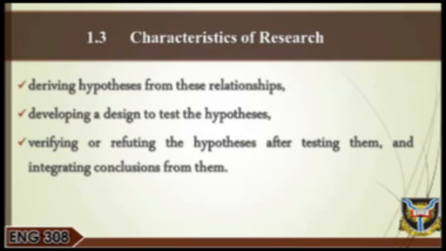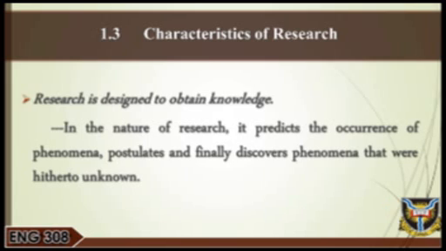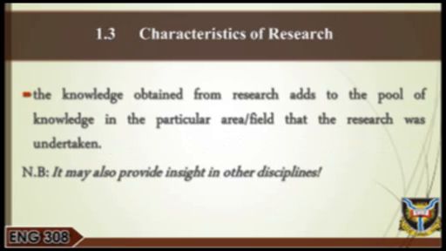For example, in experimental research, the researcher follows a set of explicit methods of experimenting. 3. Research is designed to obtain knowledge. In the nature of research, it predicts the occurrence of phenomena, postulates and finally discovers phenomena that were hitherto unknown. Research is always carried out to either confirm certain relationships or issues, or refute them, or even to add to the knowledge already existing on them. Generally, the knowledge obtained from research adds to the pool of knowledge in the particular area or field that the research was undertaken. It may also provide insight in other disciplines.